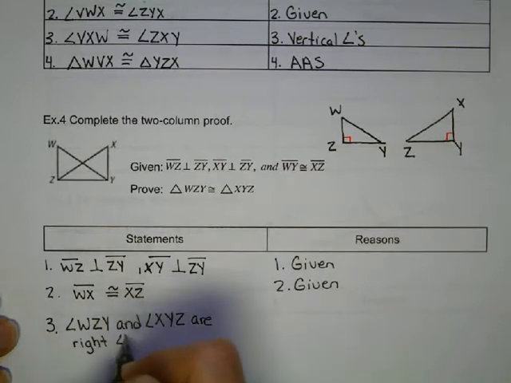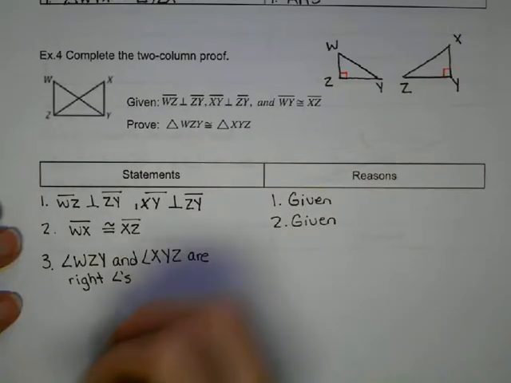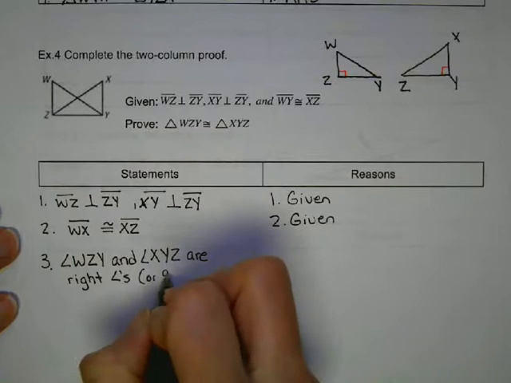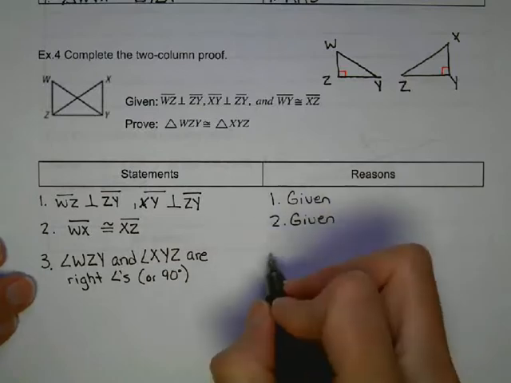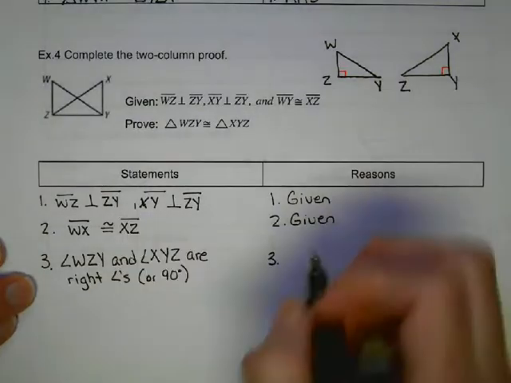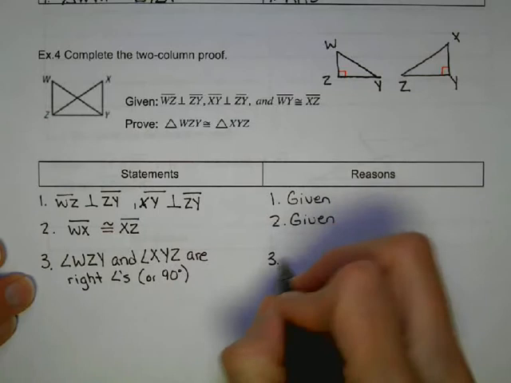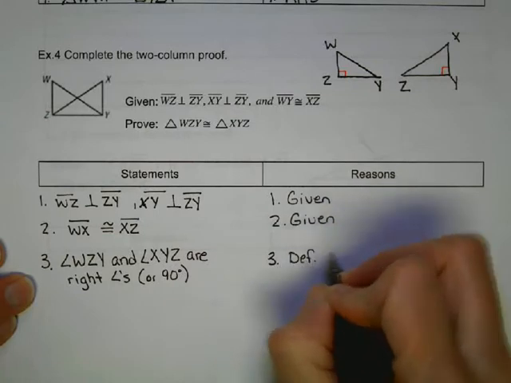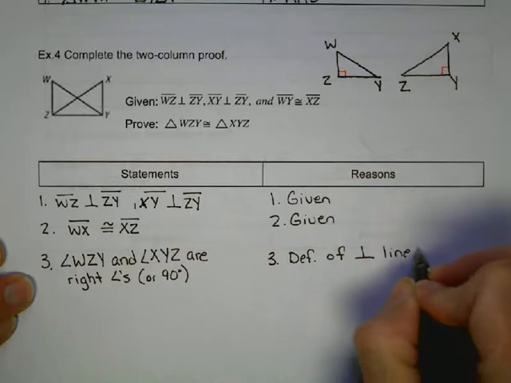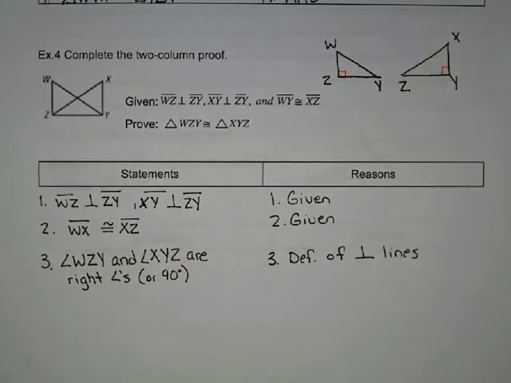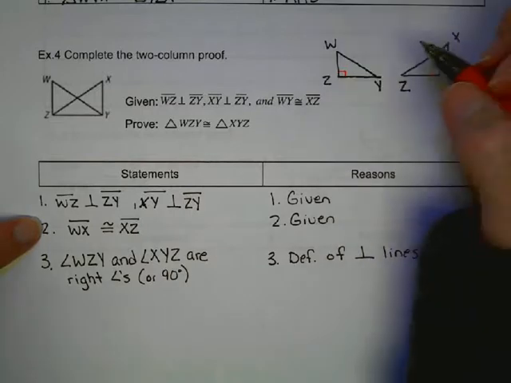If you don't want to call them right angles and you just want to state that they are 90 degrees, I would be okay with that. So either option, something to show you understood what perpendicular meant. So I'm going to say definition of perpendicular lines. And you can even use the symbol if you don't want to write out the word perpendicular.